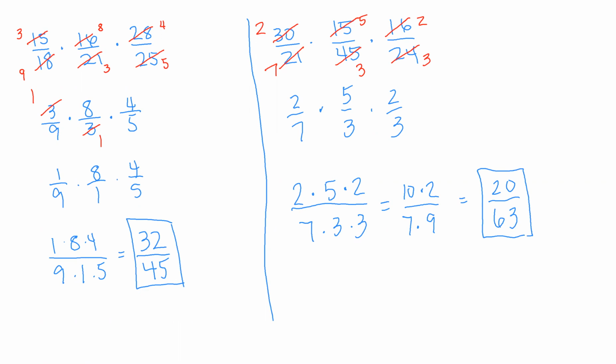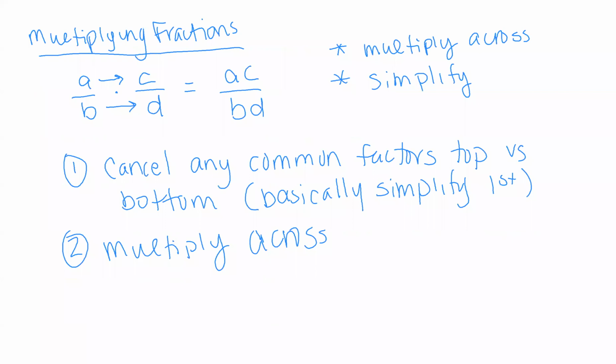All right, so if we go back just kind of briefly, multiplying fractions, technically what you do is you multiply across and just make sure you get everything simplified. For me, I like to simplify first, and that just means look for all of those common factors in the numerator that could cancel with something in the denominator. Once I get everything simplified, then I multiply across.